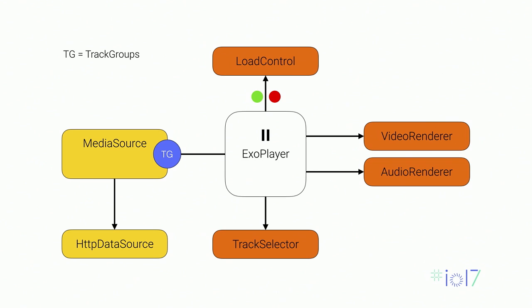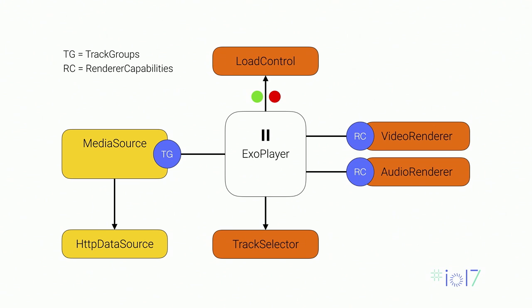And the reason it needs something else is that different devices have different capabilities. And in particular, the video renderer may only be able to decode up to a particular resolution. And so even if the media source exposes a 4K video stream, if you're on a low-end device, it's not going to make sense for the track selector to actually choose that stream. And the way we represent these kinds of capabilities in the player is we have each renderer expose something called a renderer capabilities object that describes specifically what it's actually able to handle.